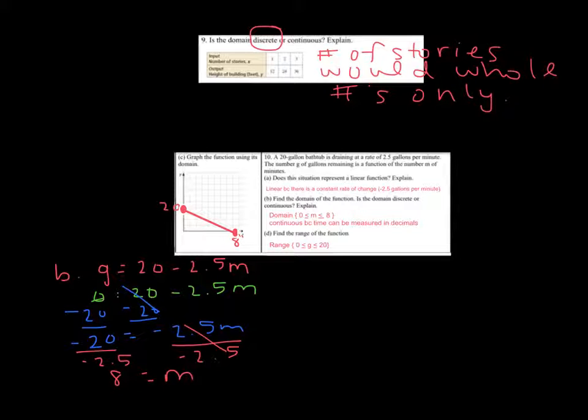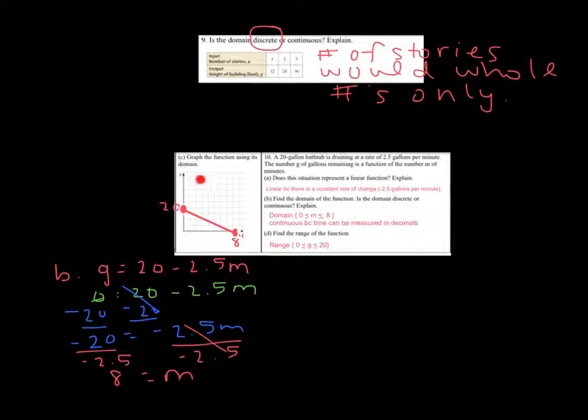Okay? All right, so the next part was to find the range. The range was a little bit easier because we know there's 20 gallons in the tub to start with, and when there's no more water, this is over. So I know my lower bound was 0, so 0 is less than or equal to g, which is less than or equal to 20, because that's how much we started with.